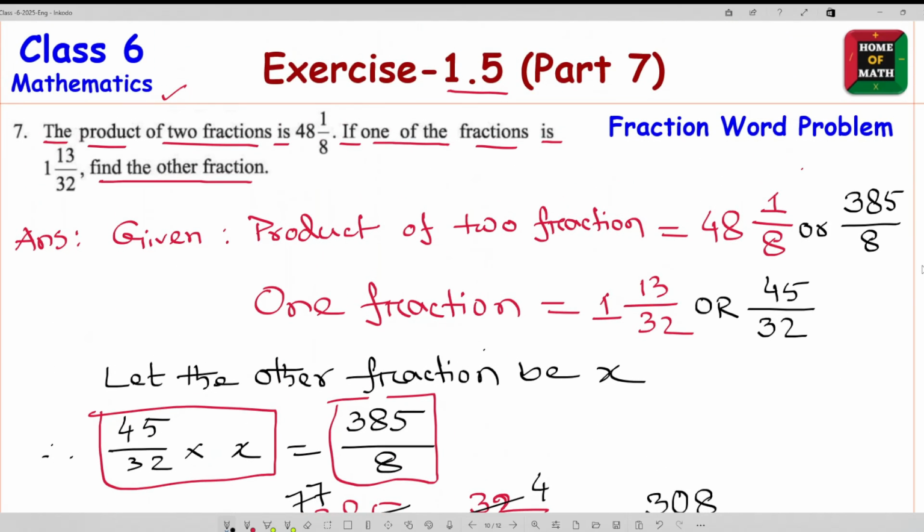So this is our part 7, number 7. Fraction word problem. Till we have two more, which we will continue in parts 8 and 9.